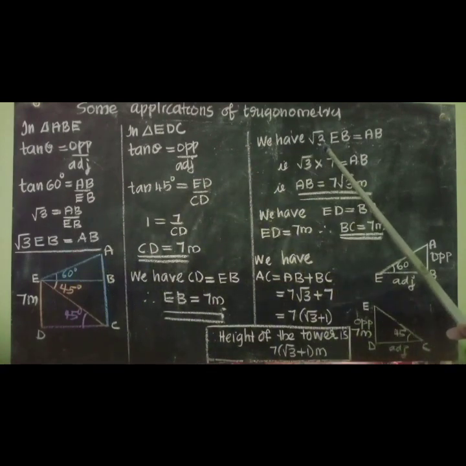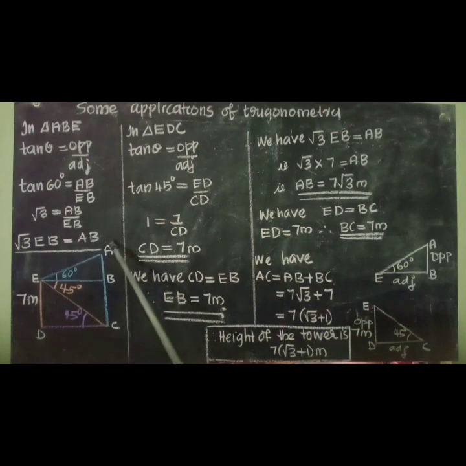We have root 3 EB equal to AB. In that equation, we can give the value of EB. It is 7 meter. So, we get root 3 into 7 equal to AB. Change the sides. We get AB equal to 7 root 3 meter. So, we got this value of AB. It is 7 root 3 meter.